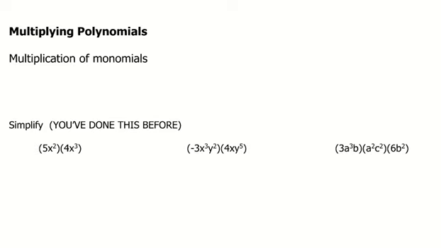Okay, now we've added, we've subtracted, we're going to multiply now. We're going to divide in a later unit. We'll have plenty of time for dividing polynomials. We'll have different techniques. We'll have all sorts of tools for that. But for now, we're just multiplying. Okay, multiplication of monomials is what we did last time.